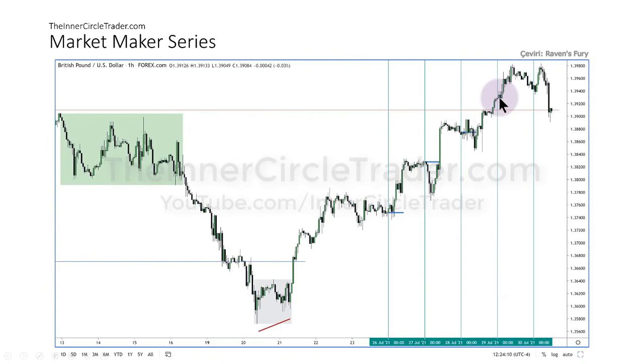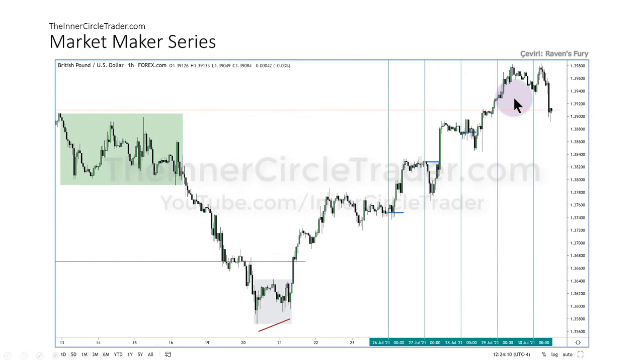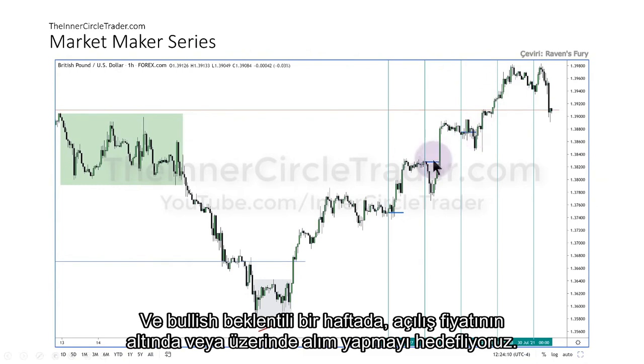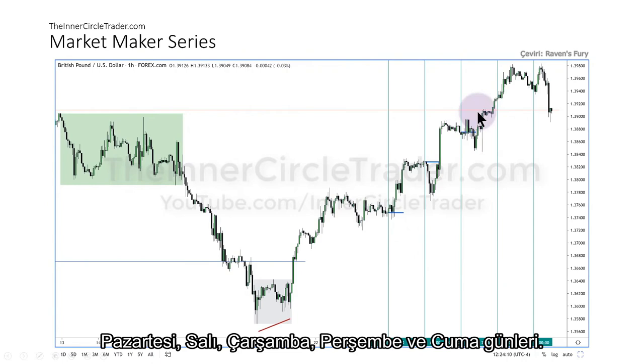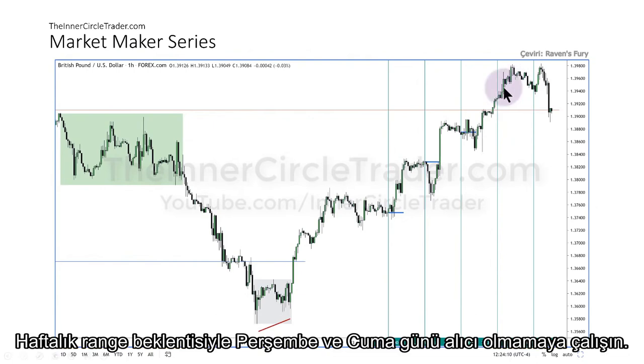And then on Thursday, we're not incorporating the opening price on Thursday, and this is for your notes. Make sure you write this down. We're only looking for the influence of the opening price and buying below it or at it in a bullish expected week on Monday, Tuesday, and Wednesday. Thursday and Friday, they tend to create the opposite end of the weekly range. Okay, so try not to be looking to be a buyer on Thursday. Try not to be a buyer on Friday with the weekly range expectation.